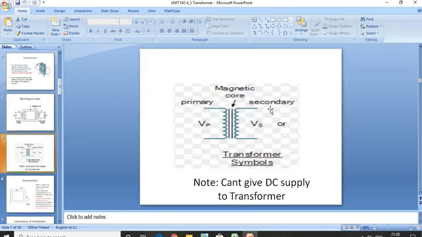Now this is the symbolic representation of transformer. This is primary, this is secondary, and this vertical line shows the magnetic core.